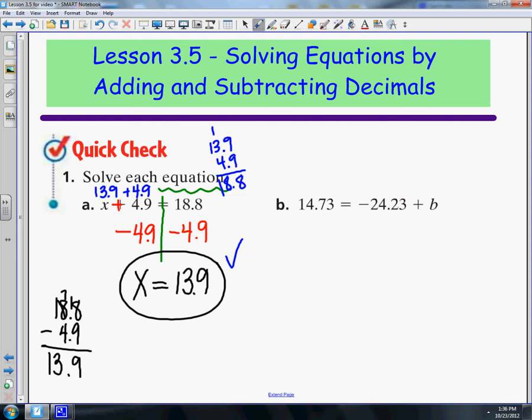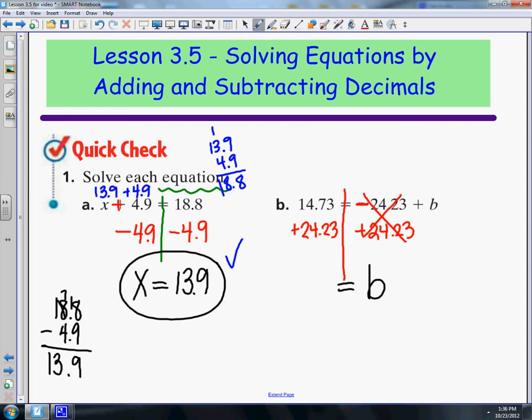Okay, so I'm going to draw my line down my equal sign. I'm going to notice that this is negative 24.3 plus b. So if I add 24.23 to both sides, that takes this negative sign and it erases it. So it's a negative 24.3 and a positive 24.3, and they cancel each other out, and I'm left with just b. And that is what I want to get.